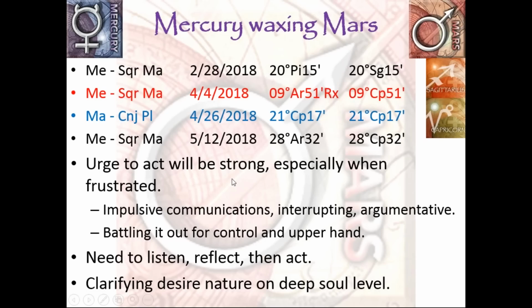What will happen with Mercury retrograde and Mars sign? That urge to act is going to be very, very strong. And it will increase the sense of frustration. And when Aries gets frustrated, it just wants to release energy. So this can create some impulsive communications. It can create interrupting the other person, being interrupted. It can create a lot of arguments. It can create some screaming and yelling matches. It can create battling it out for control and who gets to have the upper hand and power.